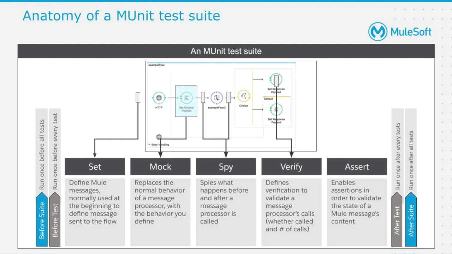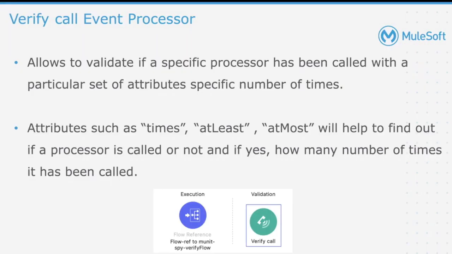Next, we shall discuss the verify call event processor. The verify event processor allows you to verify if a processor was called or not. For example, you can validate if a specific processor has been called with a particular set of attributes a specific number of times. At the same time, you can configure Munit to fail the test when the verification is not successful. Attributes such as times, at least, at most will help you to find out if a processor is called or not, and if yes, how many times it has been called.